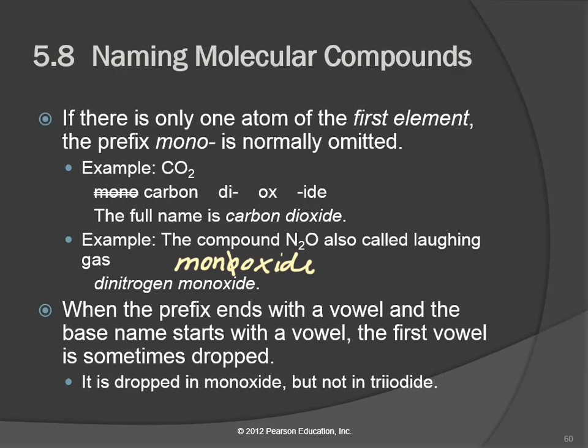So this dropping of the last vowel of the prefix is really hard to figure out for students. And so I am not going to count it wrong if you don't do it correctly. But I just want to tell you that this is what we're doing because you're going to see me do that and you're going to wonder why. So we drop it in monoxide, so it's not monooxide.